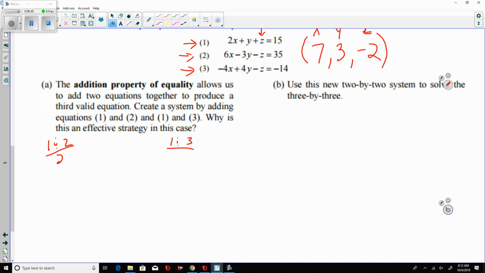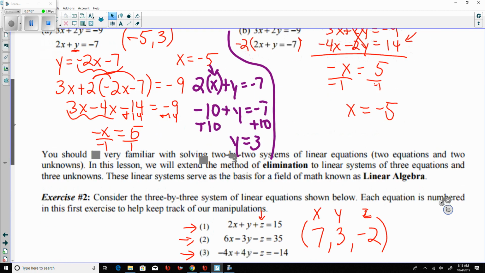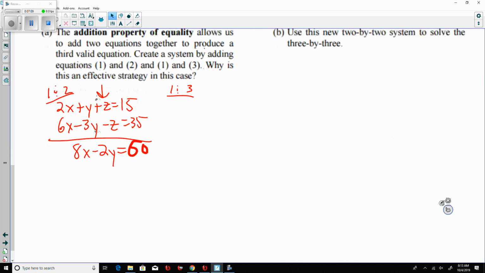So 1 and 2, you rewrite 2x plus y plus z equals 15. The second equation is 6x minus 3y minus z equals 35. And what you notice is the z's are going to cancel. So then you have 8x minus 2y equals 50. I don't know why that switched on me. And then you're going to do the next one. Otherwise, that would have looked like a 5 instead of a 6 or something.